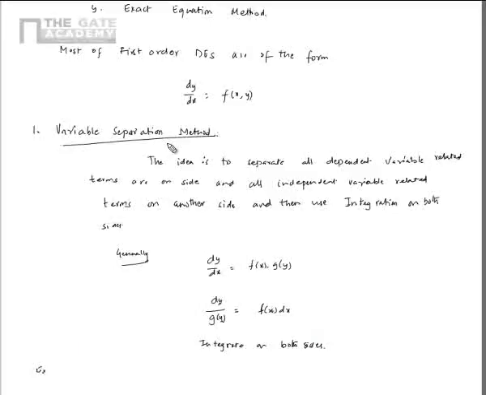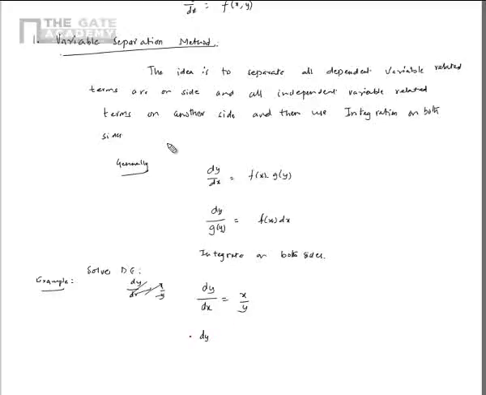The first example: solve dy by dx is equal to x by y. If it's not visible correctly, let me write down x by y. Okay, so what I'll do is try to bring the y terms together on one side. A simple step will do. Now just try to integrate.